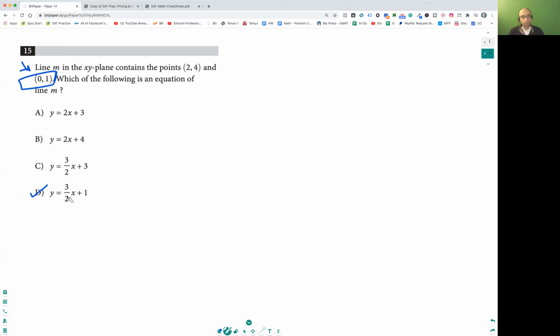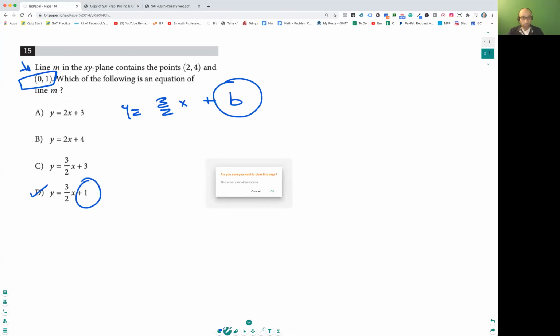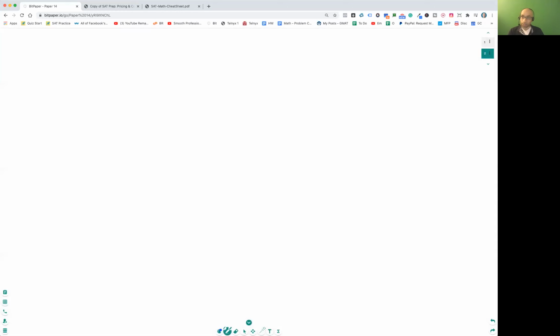But yes, you can do rise over run if you want. You can find the slope. Your slope is going to be 3/2. You're going to have y is equal to 3/2x plus b. Then you're going to find the b to be 1 anyway. But this is the answer because this is the y-intercept. Okay, so let's move on. Yes, that's it. That's why you've got to keep your eyes out.